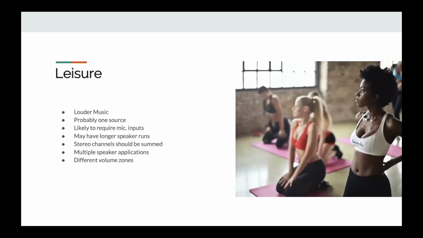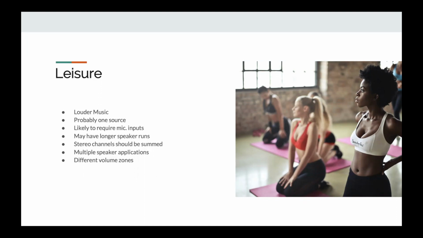In leisure, specifically in gymnasiums, you're going to want louder music. Again, one source. Very, very often the leader will want to use their own source equipment, so you want to provide something that makes that easy for them. You can, for example, provide Bluetooth plates, so they can just connect their iPhone or Android device.